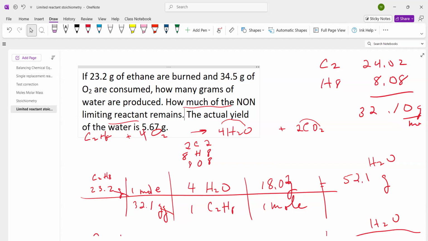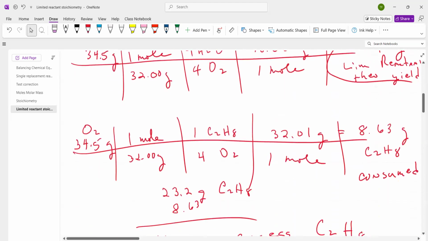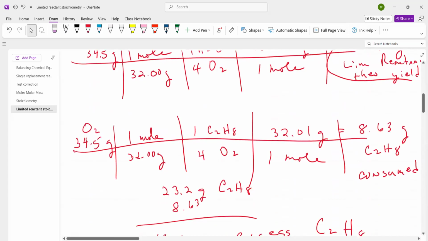Okay, so right off the bat, you have to do two calculations to determine how much product you have. The one with the least amount limits the reaction. Then you calculate how much of the other one you actually use. So you start with a limiting reactant. In this case, it's going to be oxygen. And then we're going to see how much ethane is used. And that's what this calculation is.